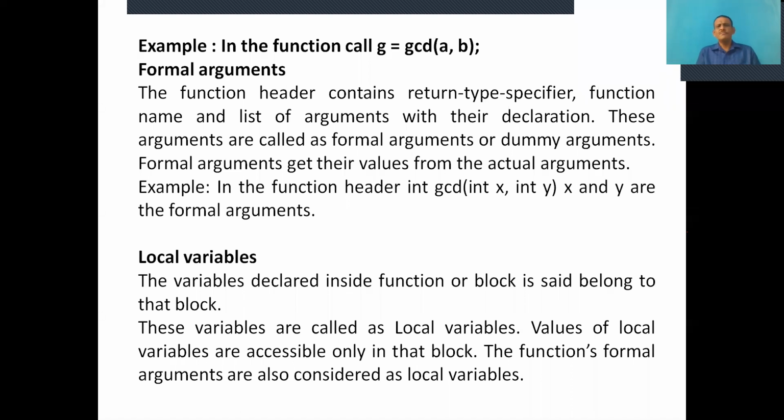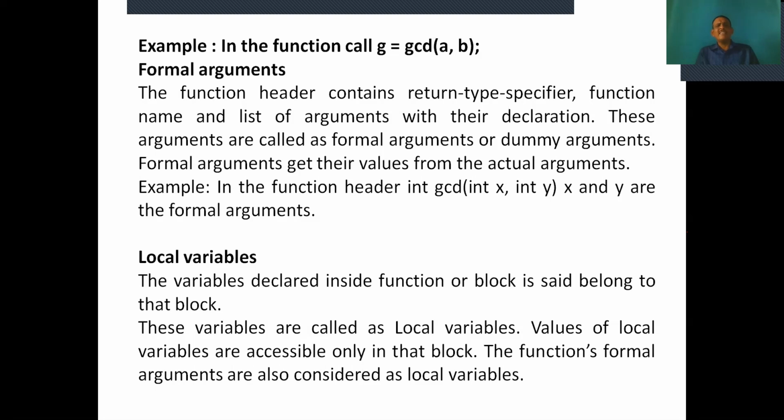Then we move on to the second type of argument, called formal arguments. The function header contains the return type specifier, function name, and list of arguments with their declaration. These arguments are called formal arguments or dummy arguments. We know the function header contains the return type specifier, function name, and the list of arguments and their declaration also.